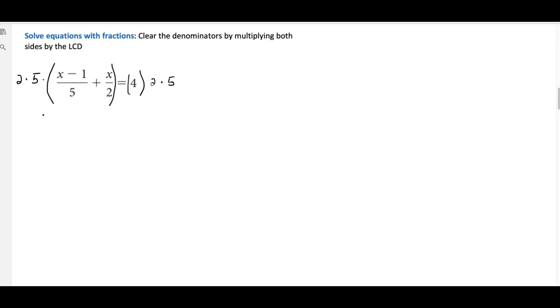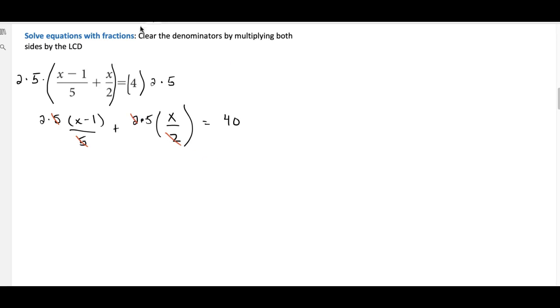So I'm going to distribute this so you can see exactly what I'm doing. I've got 2 times 5 times x minus 1 over 5, and I've got 2 times 5 times x over 2. So it's not 2.5, that's 2 times 5. And that equals 4 times 2 times 5, which is 40. On the first expression, I've got the 5's dividing out, and on the second expression, I've got the 2's dividing out.